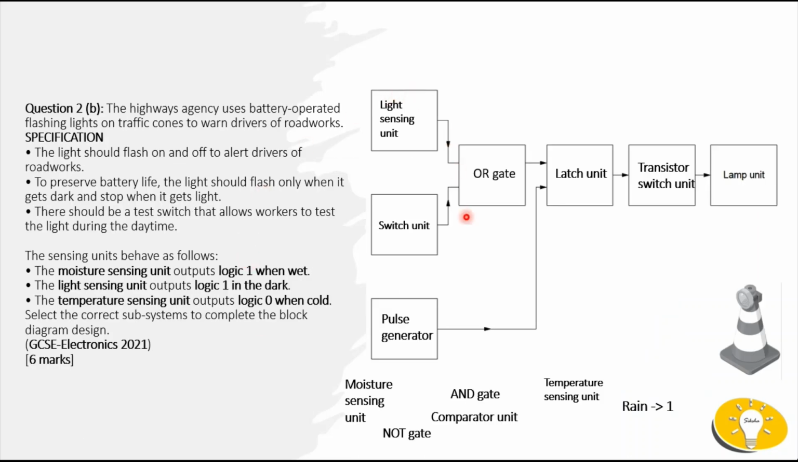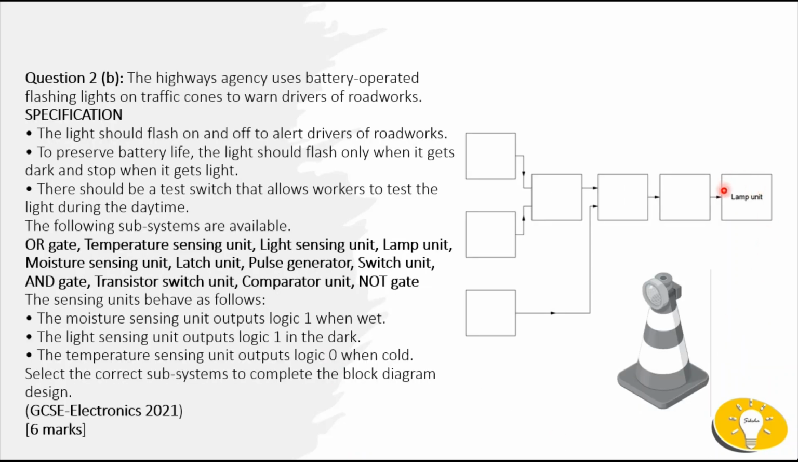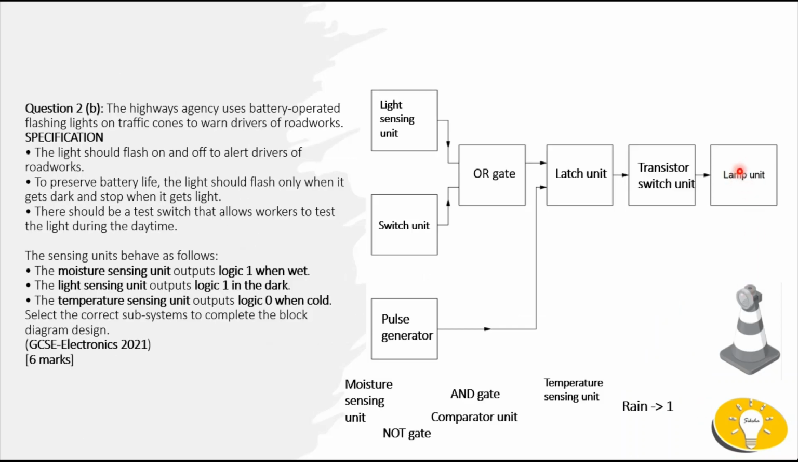So the first thing you can do is identify the correct input sensing unit and the output. In this question the output is already given, the lamp unit. The only thing is we need to select the input sensing unit. We have already selected the light sensing unit and the switch which can be used to test this light. Both of these will be my input units.